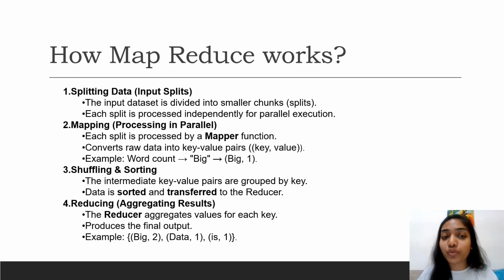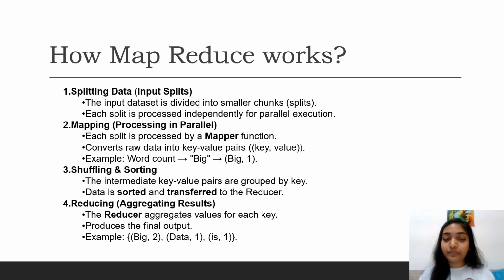So now let's move forward to the third step. It includes shuffling and sorting. The intermediate key value pairs are grouped by key. Data is sorted and transferred to the reducer. The fourth step is reducing, aggregating results. The reducer aggregates values for each key and produces the final output. For example, here you can see there are three key value pairs. First one is big with 2, data with 1, is with 1.